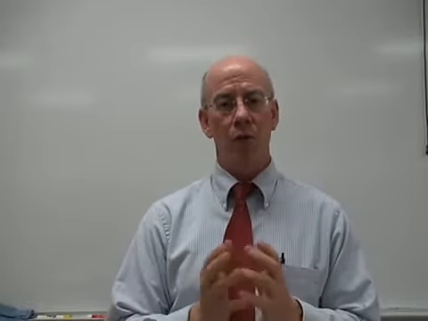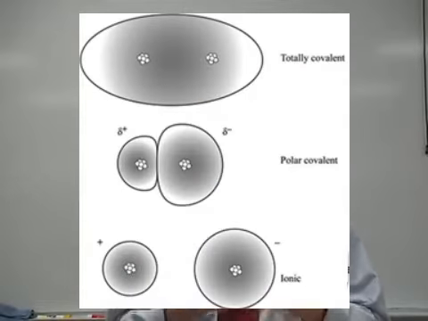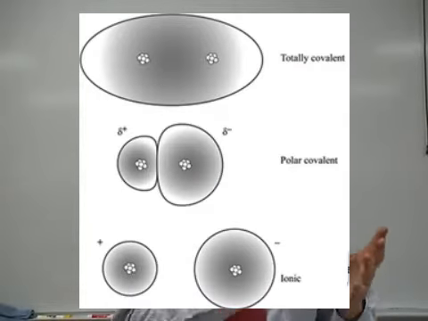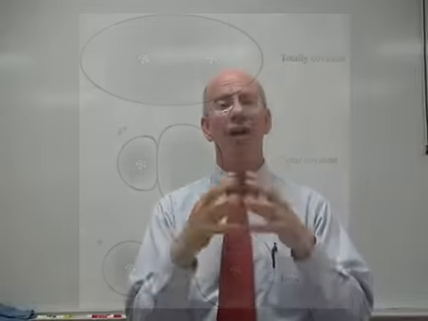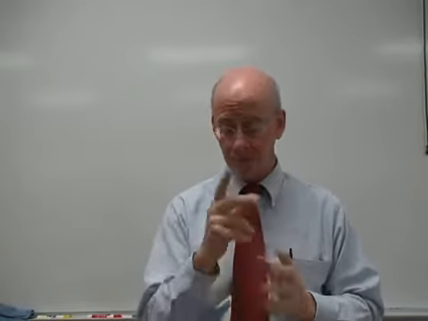So let's take a look at how a covalent bond works. Within a covalent bond, there are two types. There are polar bonds and there are nonpolar bonds. The bonding is all about the valence electrons and how they share. So sharing is not always the same. So let me show you.